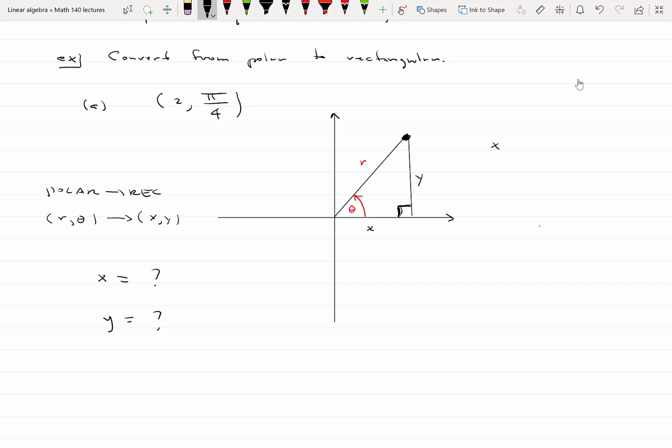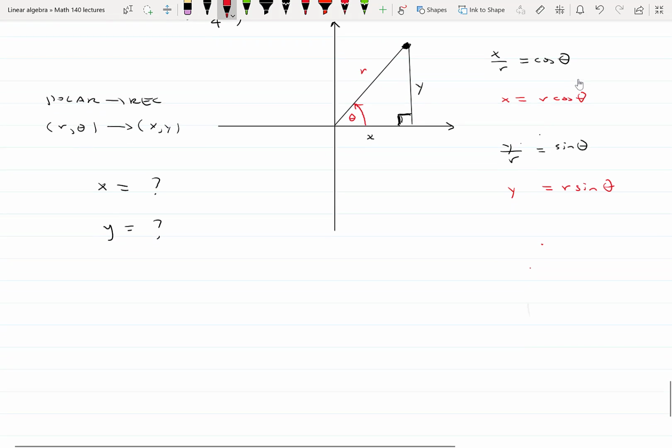Okay, so remember, x over r, adjacent over hypotenuse, is cosine theta. I want x, so multiply both sides by r. x equals r cosine theta. Bingo. That is how we get x from r and theta. Similarly, y over r, opposite over hypotenuse, equals sine theta. So y equals r sine theta. These are the two equations that will allow you to convert from r and theta to x and y. x equals r cosine theta, y equals r sine theta.